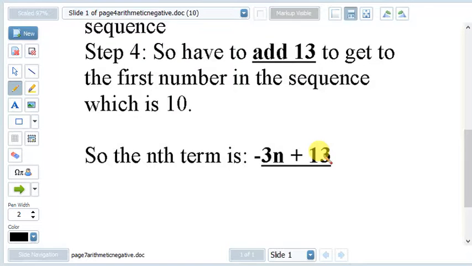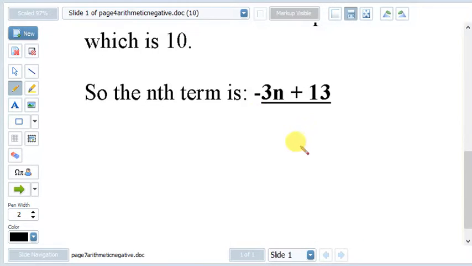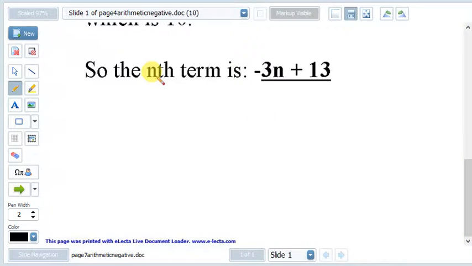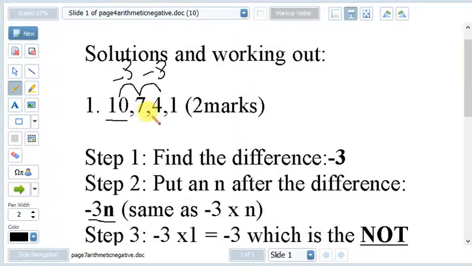And I'm just going to do one more check with this one, just to make sure. So we're going to choose the third term. So the third term is n, and that's the third term. So let's minus 3 times 3 plus 13. And minus 3 times 3 is negative 9. Negative 9 add 13 is 4. So we're hoping that the third term in the sequence is 4. And there it is. 1, 2, 3, and that's 4.